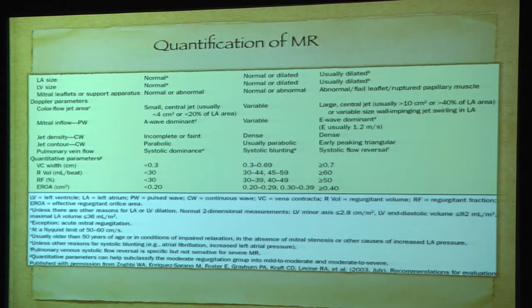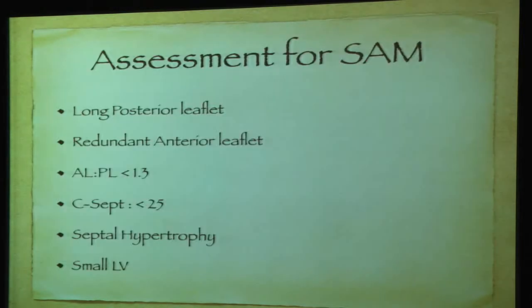This is one slide on quantification of MR. I know it's been discussed in the previous talks, which goes over quantitative vena contracta, the regurgitant volume, regurgitant fraction, jet width, et cetera. So you can go into any textbook and look for these sort of numbers, which quantifies them as mild, moderate, or severe. Assessment for SAM has been discussed again in the previous talk. I'll go over it again.